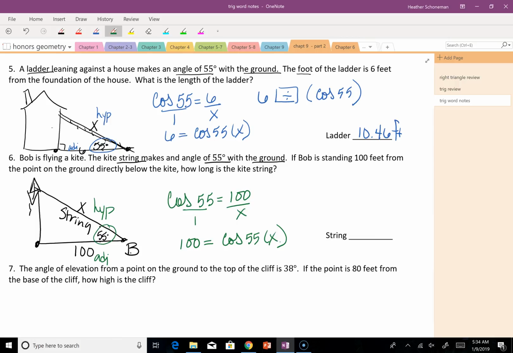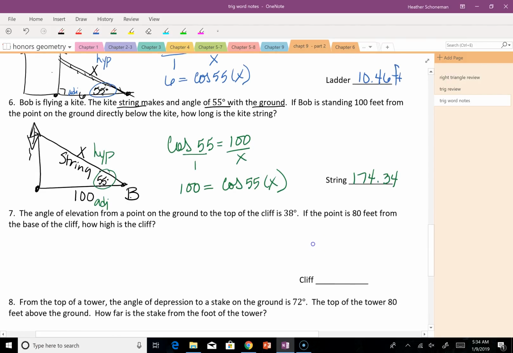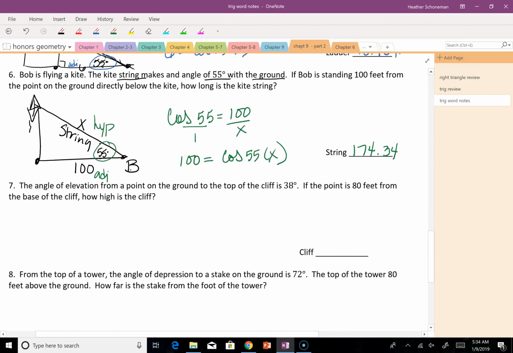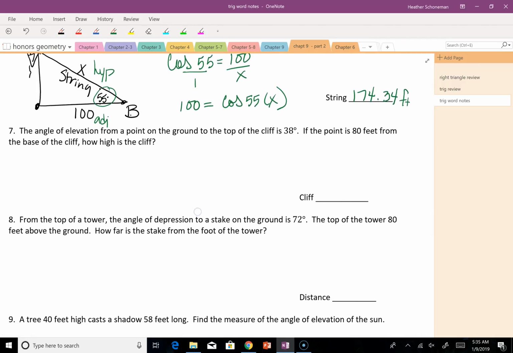which I typed incorrectly, is 174.34. Oh, and a label, feet. And again, I'm rounding to the nearest hundredth because it's a side. Angles are rounding to the nearest whole degree. It's always going to be the same.